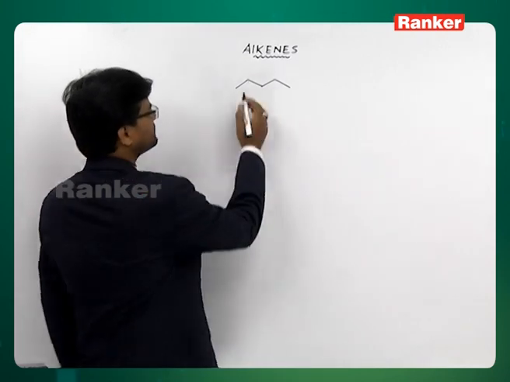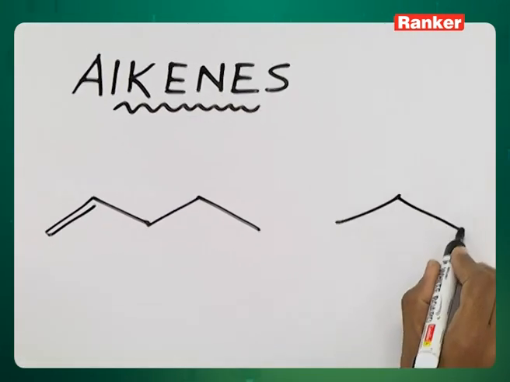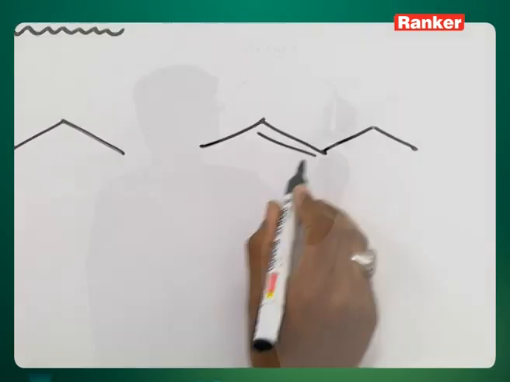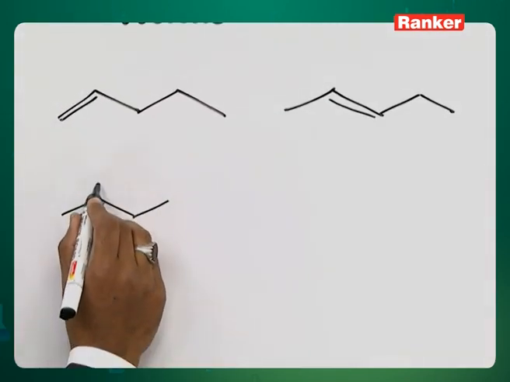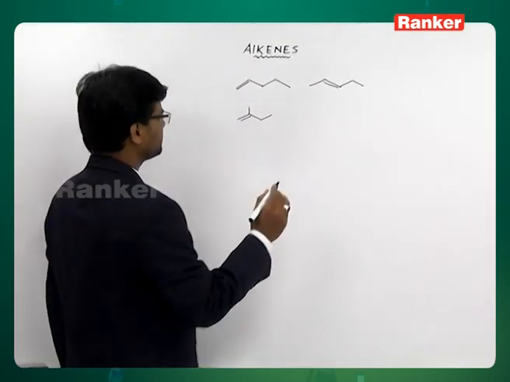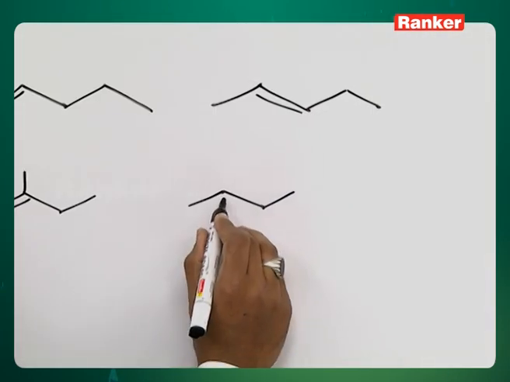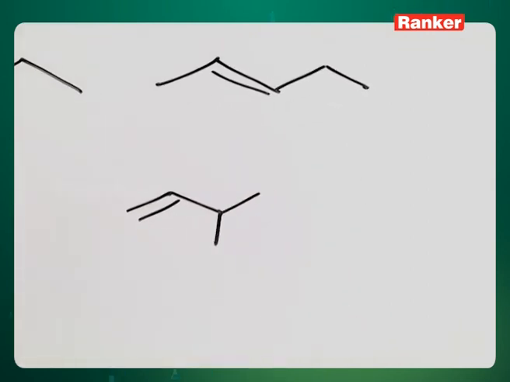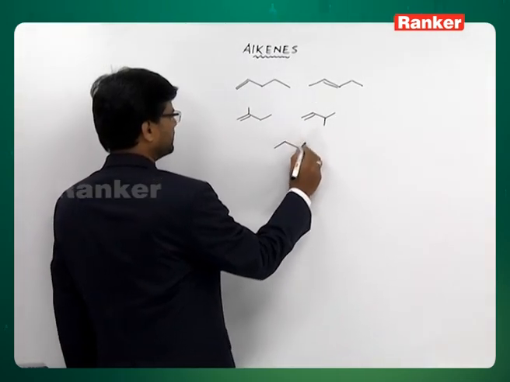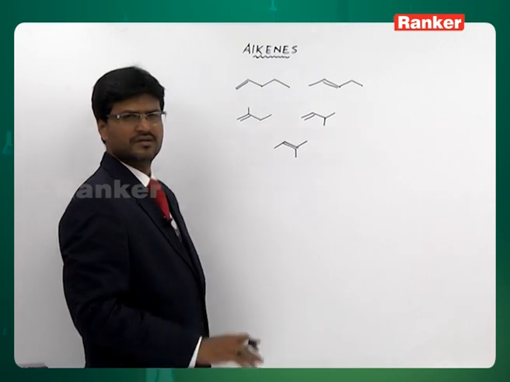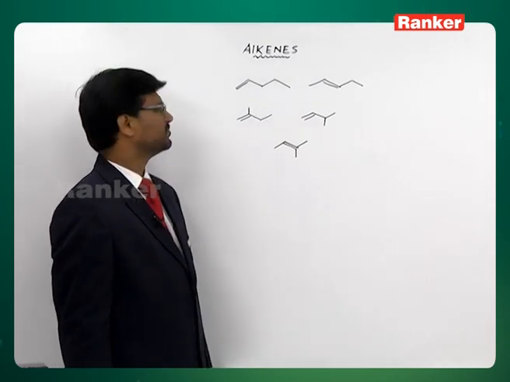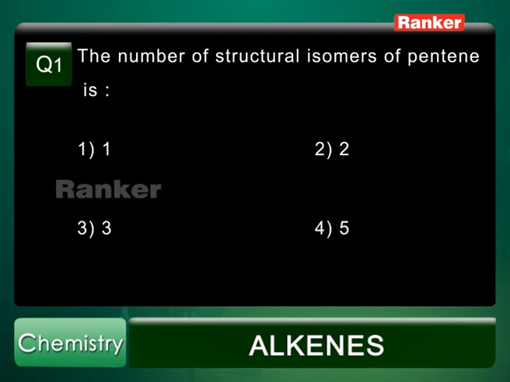This is 1-pentene, then you can have 2-pentene, you can have 2-methyl-1-butene, you can have 3-methyl-1-butene, and the other possibility is 2-methyl-2-butene. So, these are the 5 isomers possible for pentene. For question number 1, the correct answer is the fourth option, that is 5 isomers are possible.